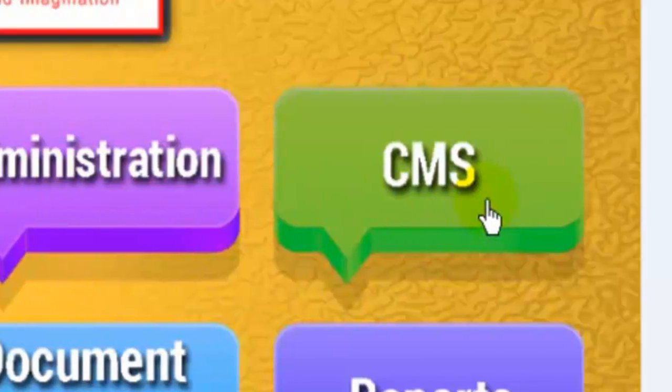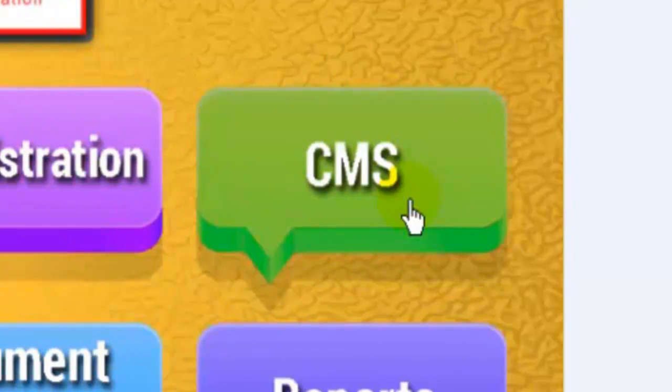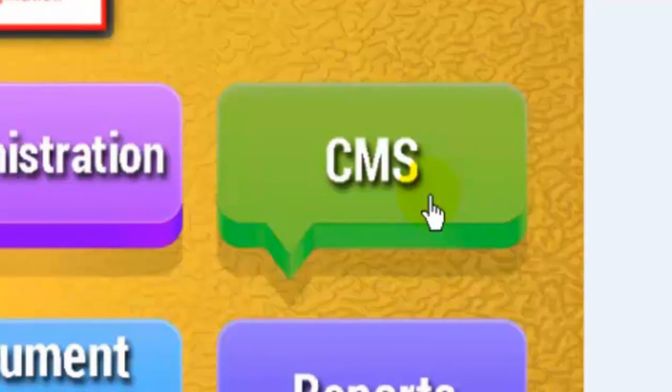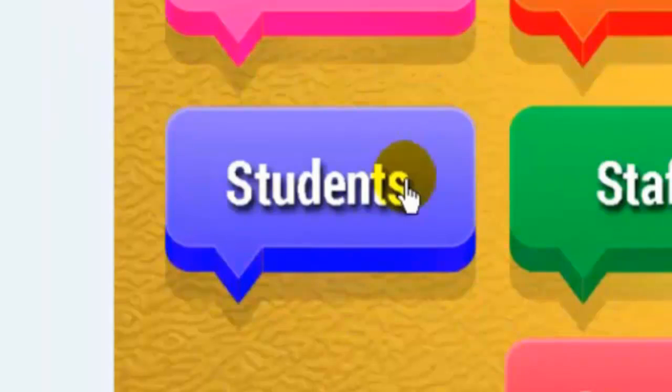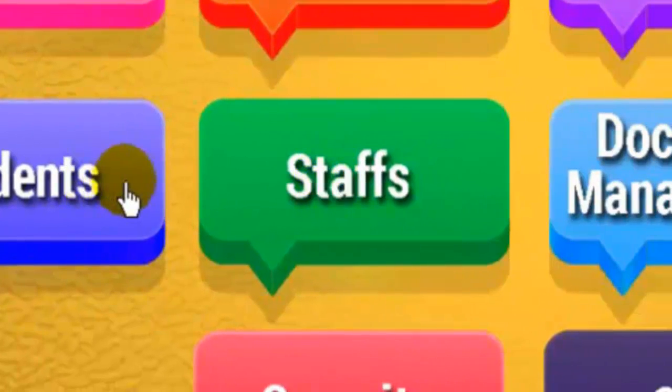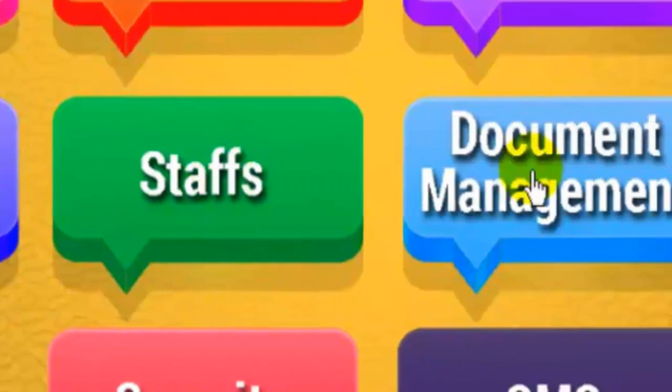This is a module called CMS to fill up the general information and other details published on the online admission application form. From the students module, we can handle student enrollments, the attendance, fee collection, and also the mark sheet entries. The staff module keeps the records of all the employees of the school and maintains their attendance too.